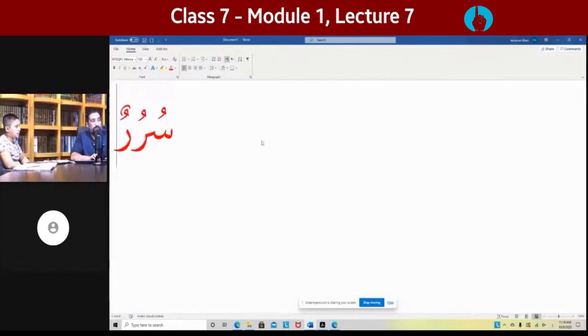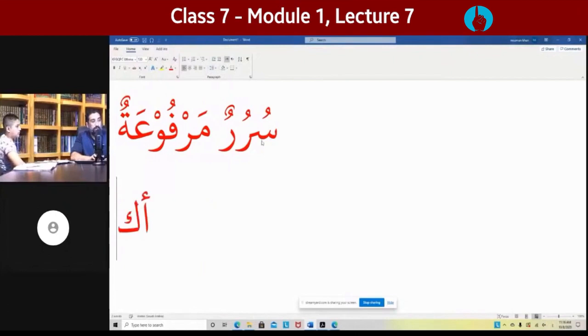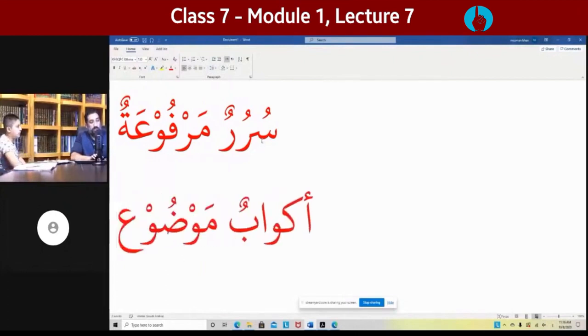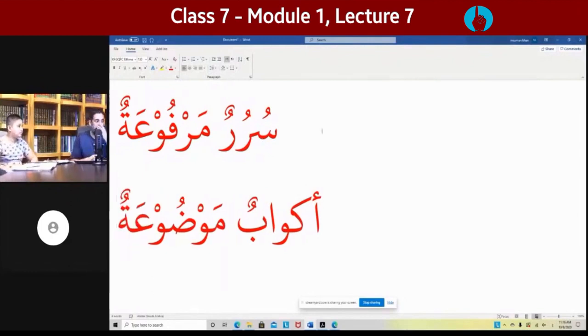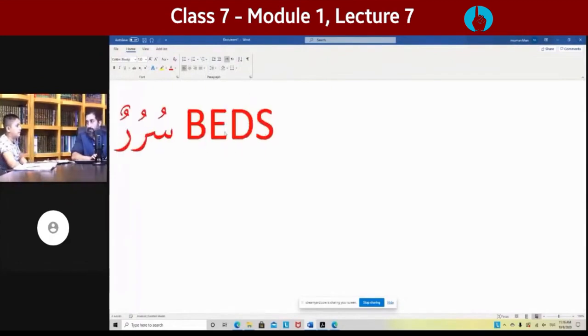فيها سرر مرفوعة وأكواب موضوعة. Okay, let's do these two. Let's do one at a time, actually. There's too much Arabic on the screen. Sururun means beds.